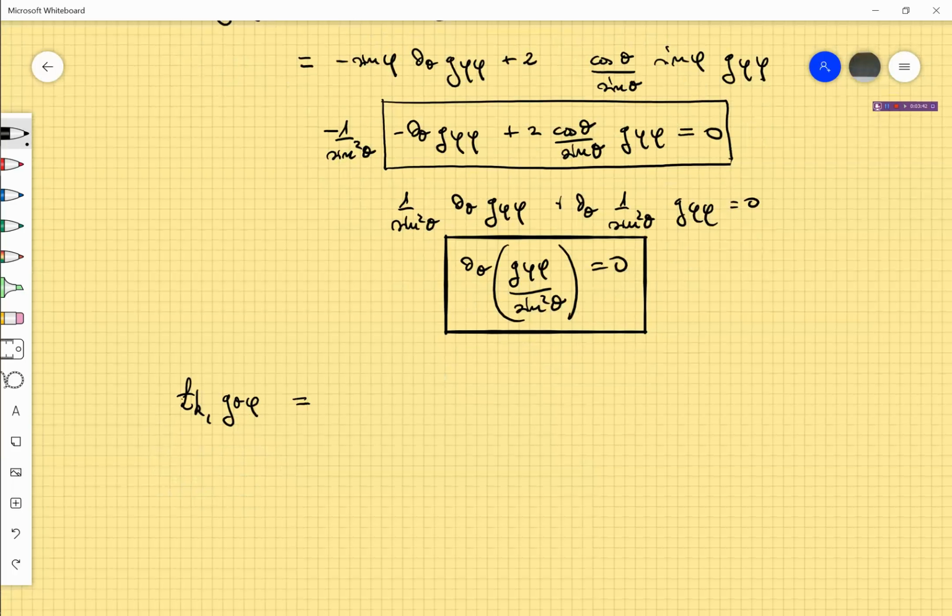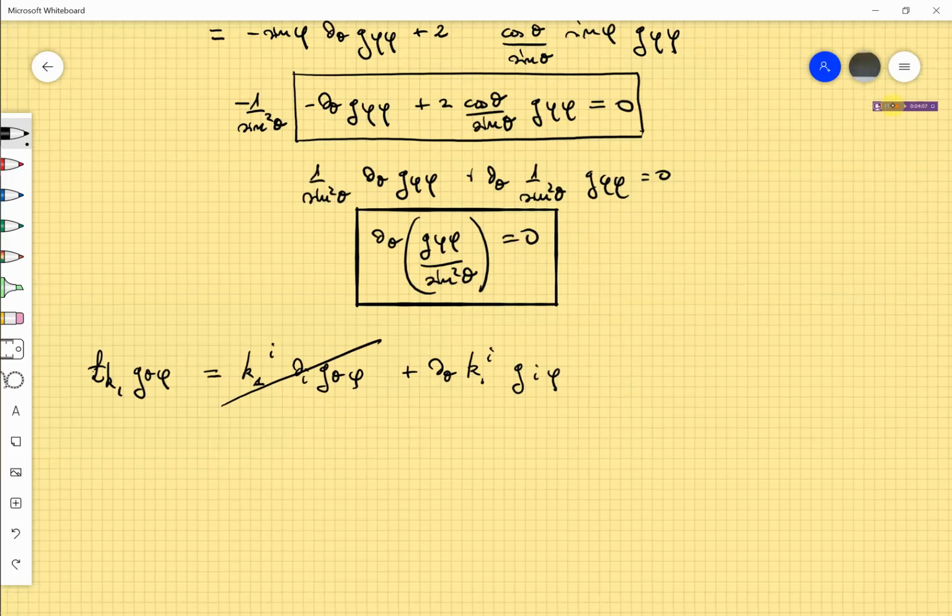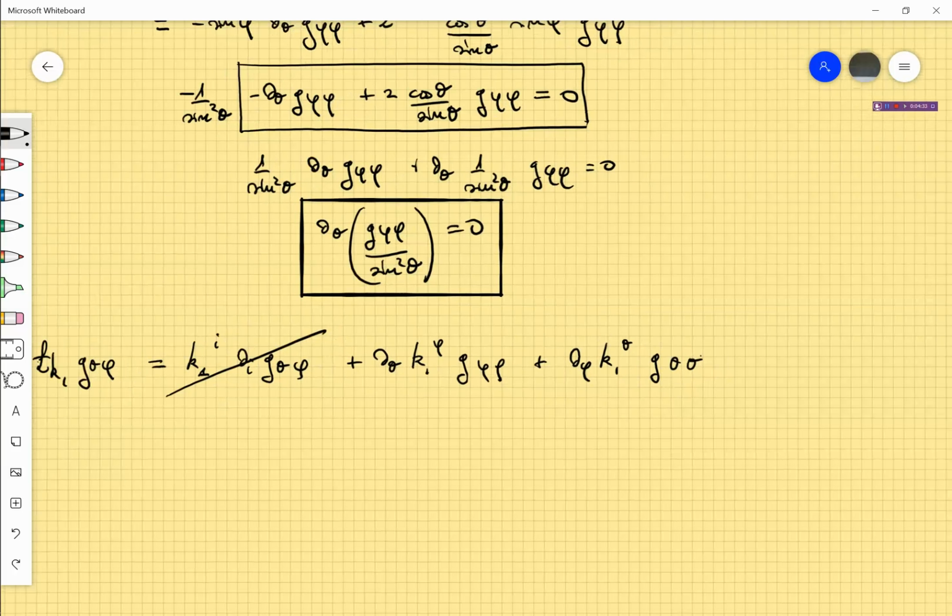Let me show you that this equation is non-trivial even when I use the fact that g theta phi is 0. So this will be k1i partial I g theta phi. Indeed, this is 0 plus partial theta k1i g I phi, but this doesn't have to be 0. If theta phi is 0, then what I know is that this will be phi. And then I have another component, g phi k1i d I theta, but in principle this could be just theta. I'm just using the fact that all the off-diagonal components vanish.